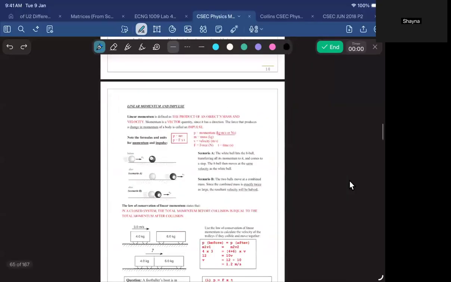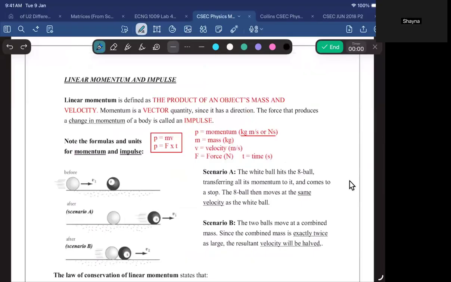Great. So let's move on to linear momentum now. Linear momentum and impulse. I'd like you to read linear momentum. Linear momentum is defined as the product of an object's mass and velocity. Momentum is a vector quantity since it has direction.